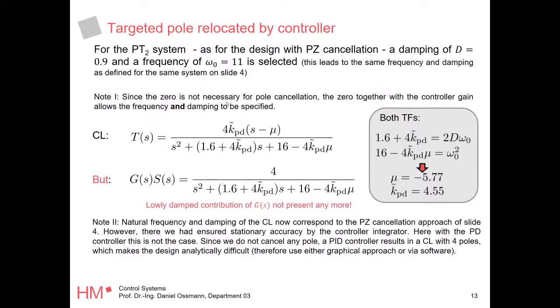Okay? So let's get back to our example. Our example was this PT2 system where we desired a damping of 0.9 and a frequency of 11. And we said we are not going to cancel the poles, but we're going to introduce a PI controller to do so. So I did that using MATLAB. If you do that, you end up now with a closed loop. Actually, it's just a PD controller. So you have your 0 here and you have the gain here, right?